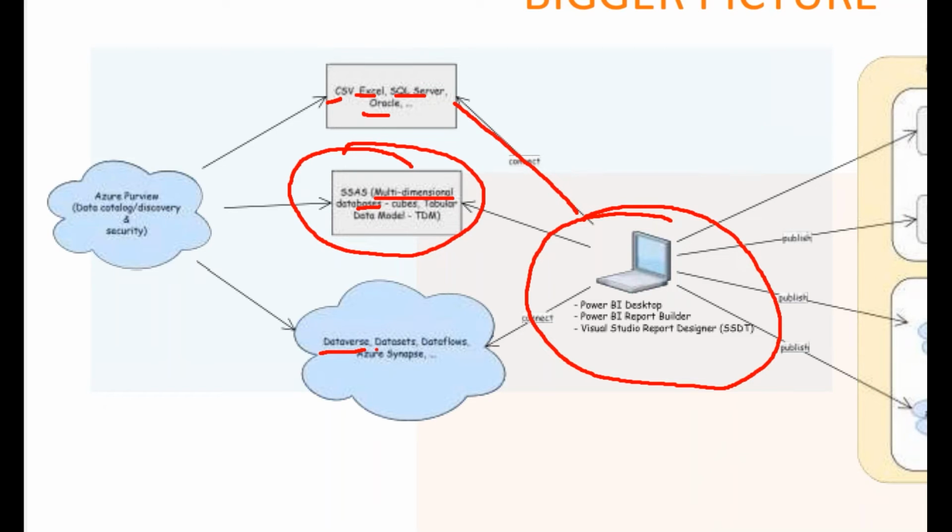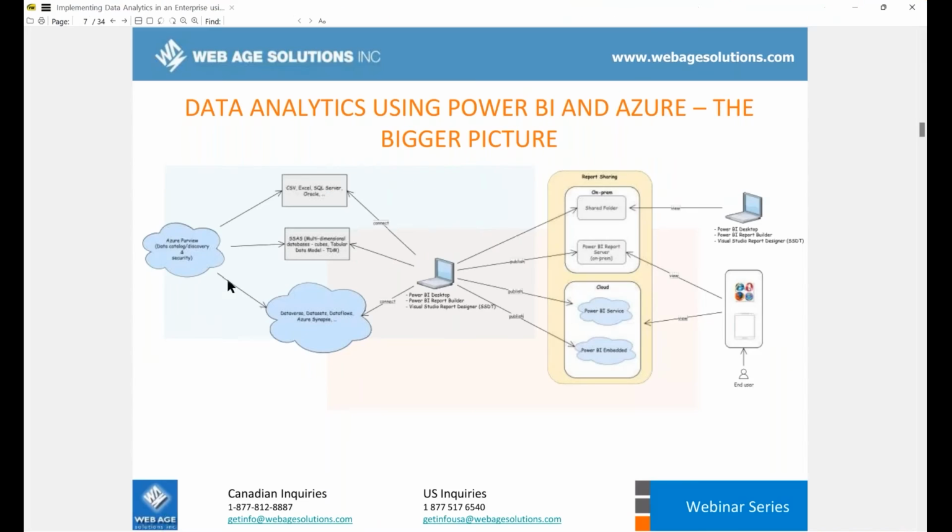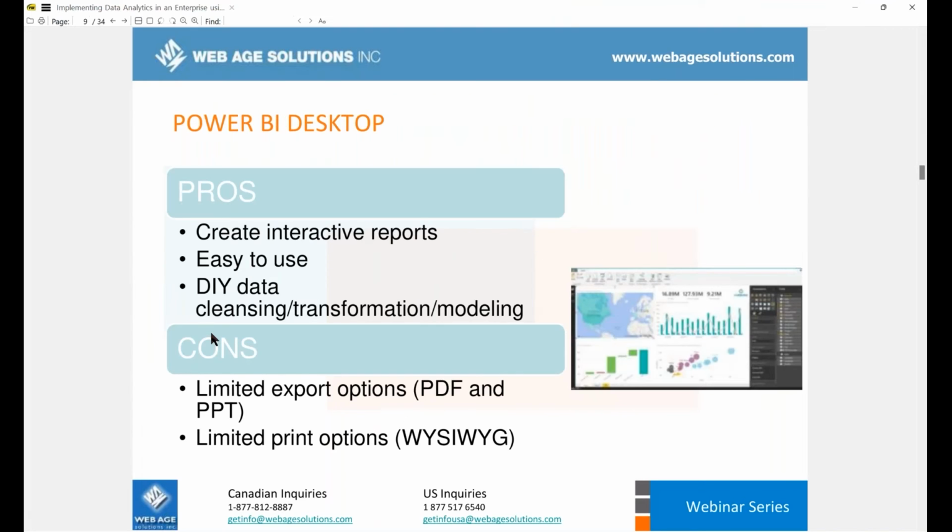So now we have to decide whether we want to use Dataverse, Datasets, Dataflows, or Azure Synapse. And like I mentioned, there are actually more options like Snowflake. We have Redshift, we have HDInsight. So definitely there are several other options, but in short, they're all cloud-based options. So when should we use Dataverse, etc.? Let's talk about that.